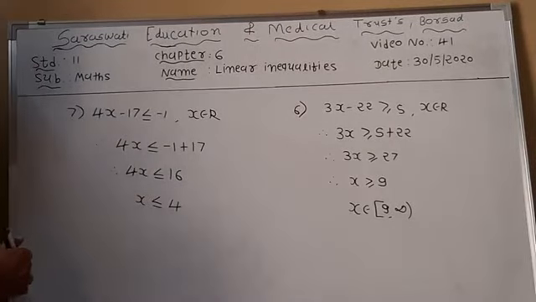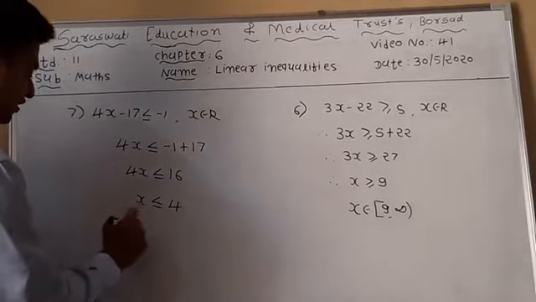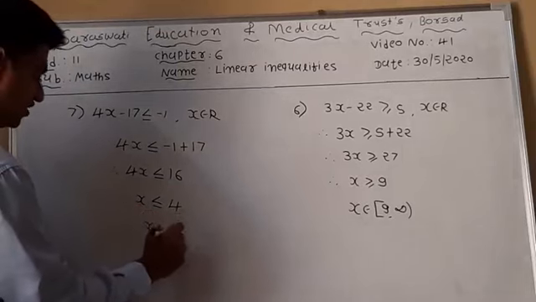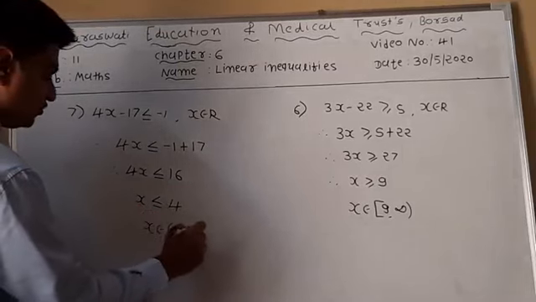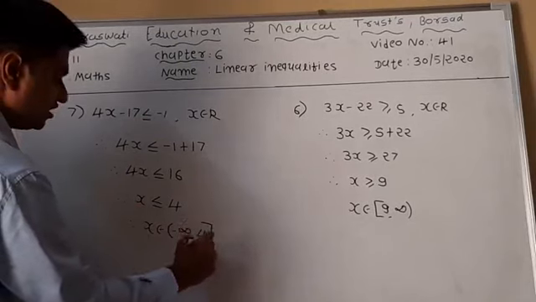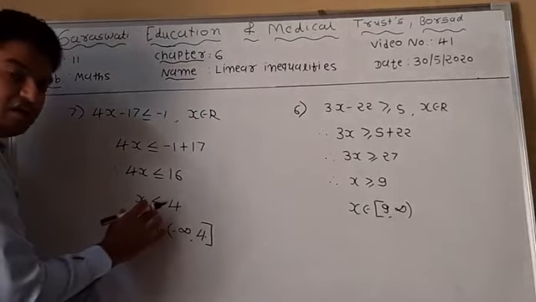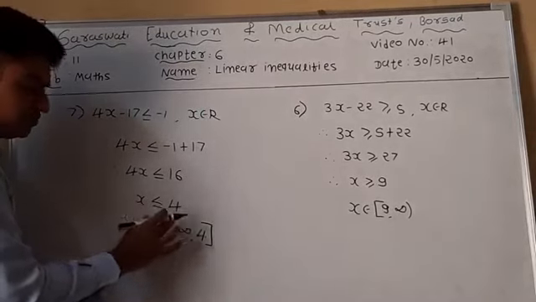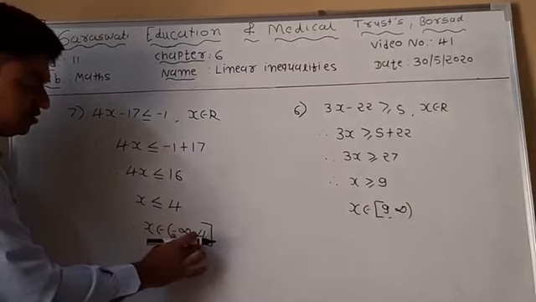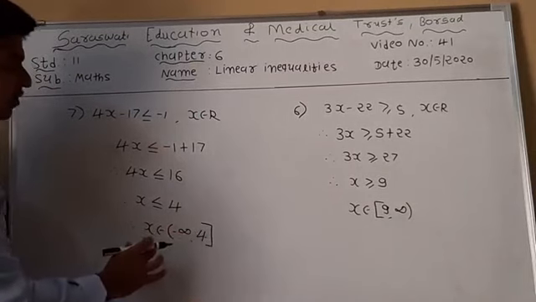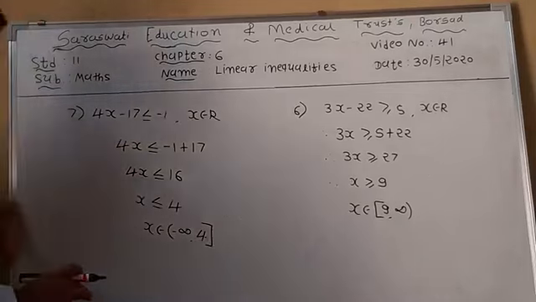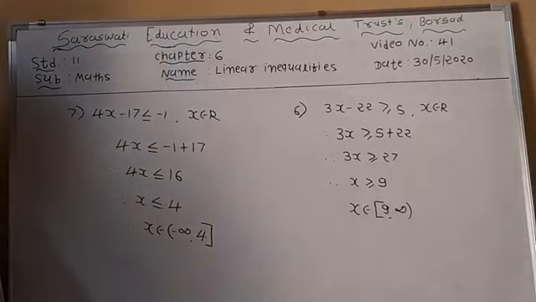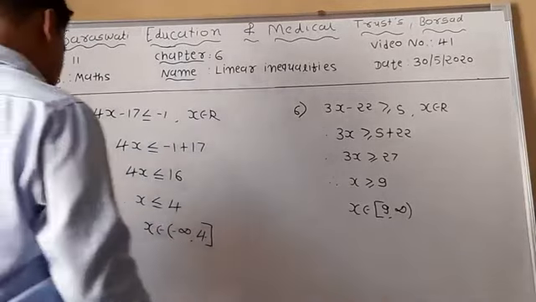Now the arrow is going to the left side. So x belongs to minus infinity to closed interval 4, because the less than or equal to form is present. So here we mention the closed interval form, and the arrow is going from the left side, so here we can mention minus infinity. Next question.